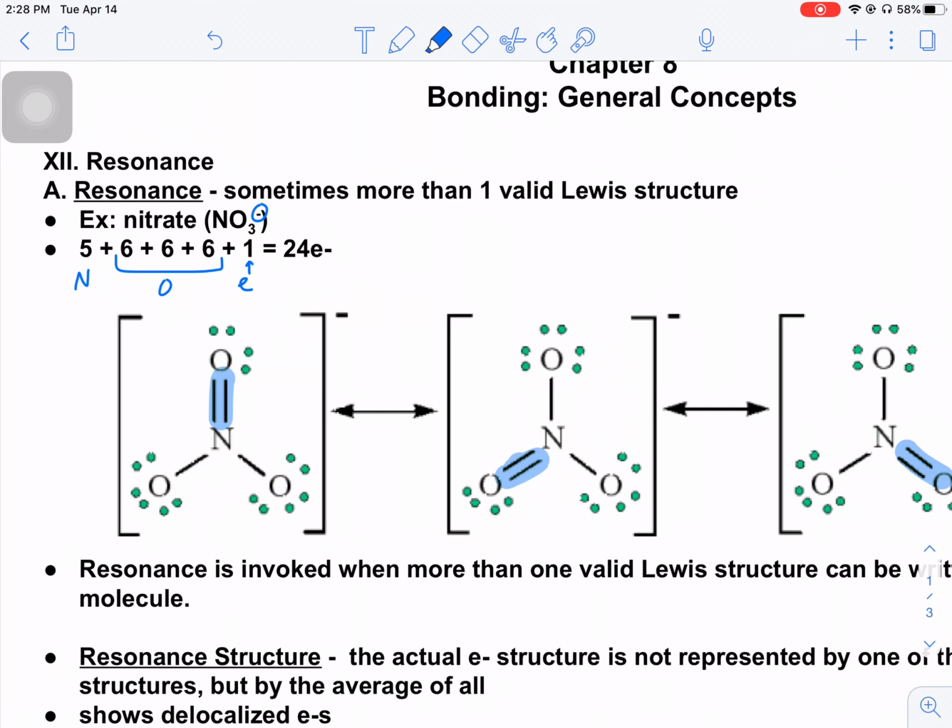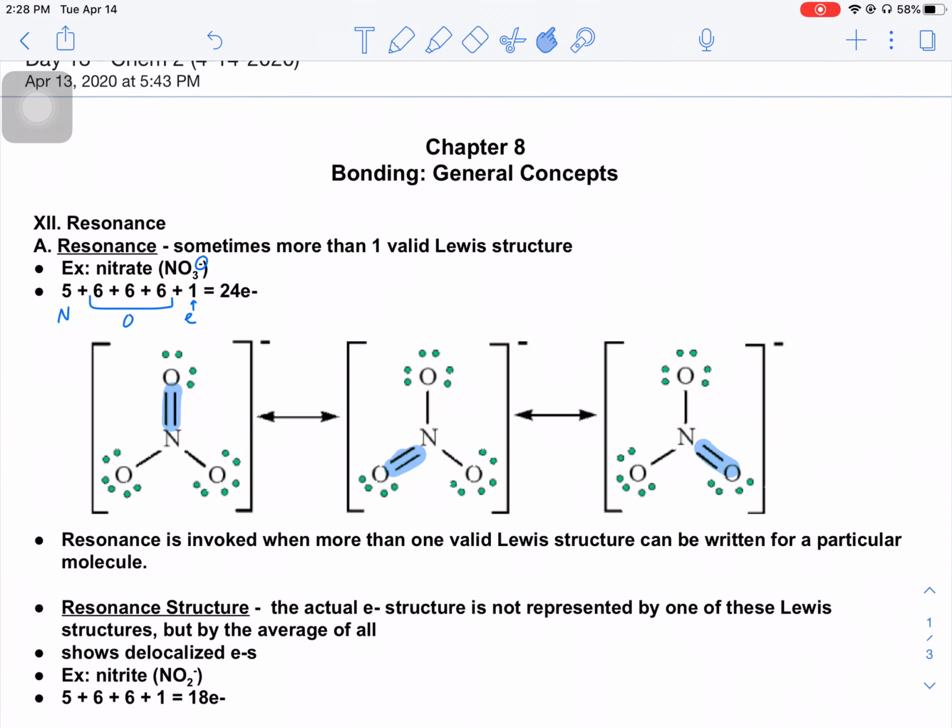So all 3 examples have 24 valence electrons. All 3 examples have an octet for every atom. And the difference really is, where do we find that double bond? Realize that these electrons really don't belong to any 2 nitrogen and oxygen atoms, but they kind of belong to the whole molecule. Next chapter, we will explore molecular orbital theory, the idea that electrons do belong to the whole molecule rather than to adjacent atoms.